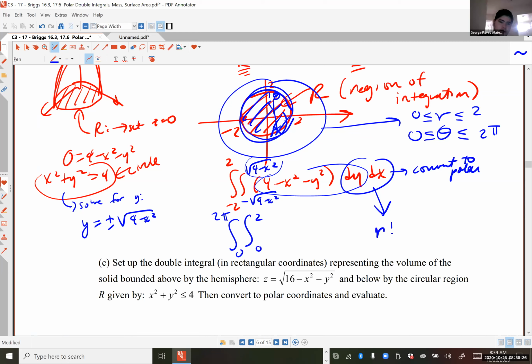r dr d theta. Thank you. Yeah, that's the area element for polar.